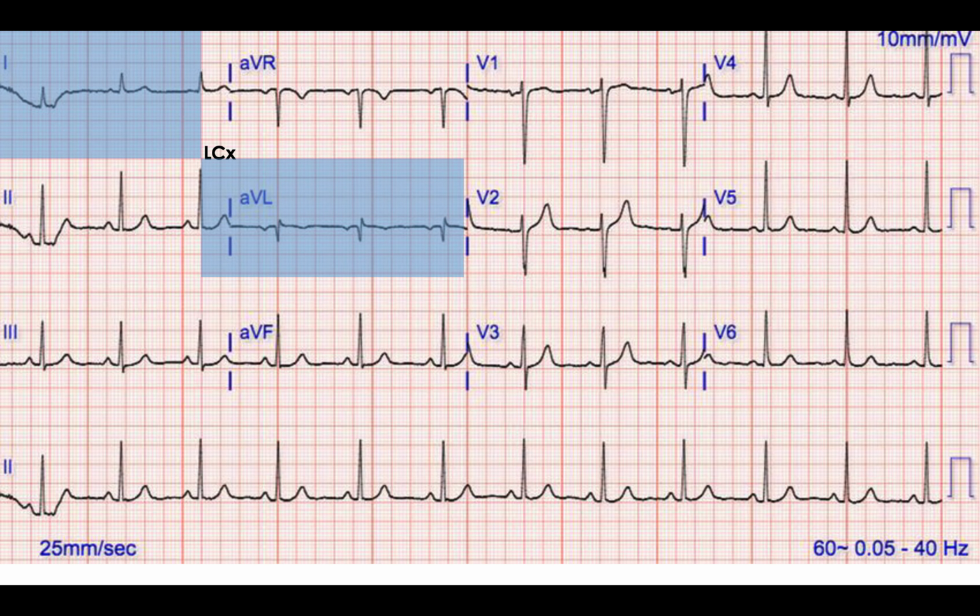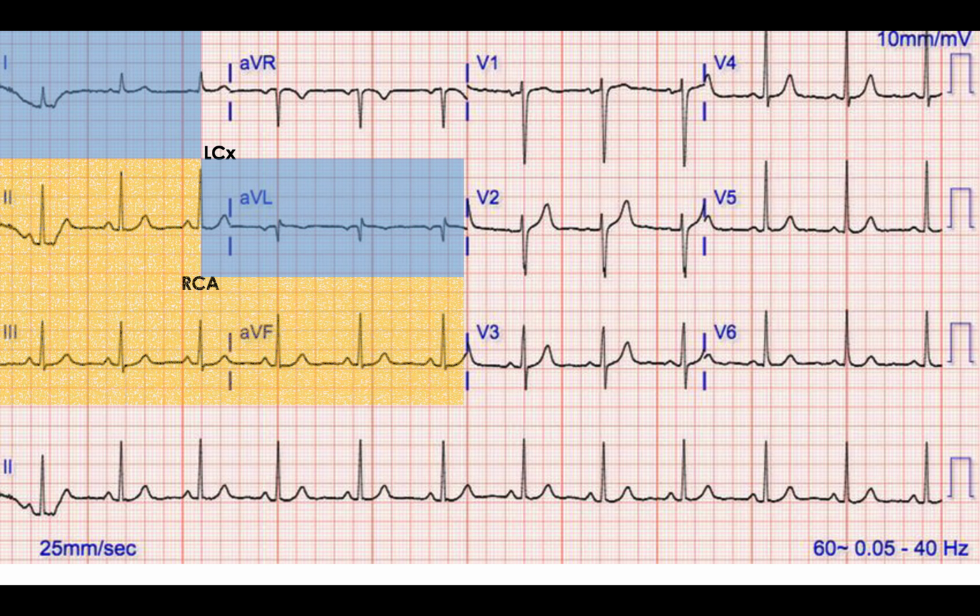The way I think of this is it looks like it's circumflexing around something. It's skirting and it's not actually making a full letter or anything. It'll make more sense when you see the RCA. But 1 and aVL will be the left circumflex artery. If you can think circumflex, it's skirting around the RCA, that'll help you remember 1 and aVL.